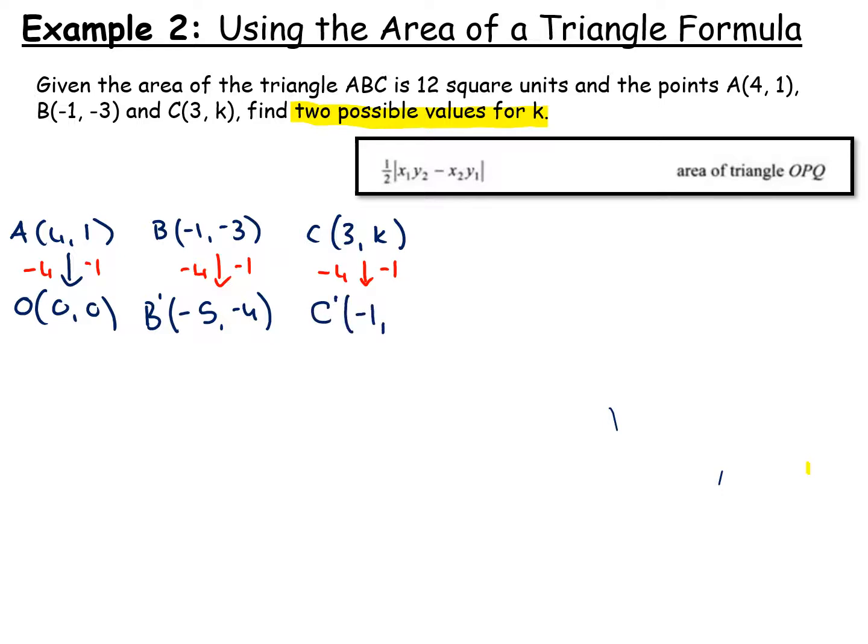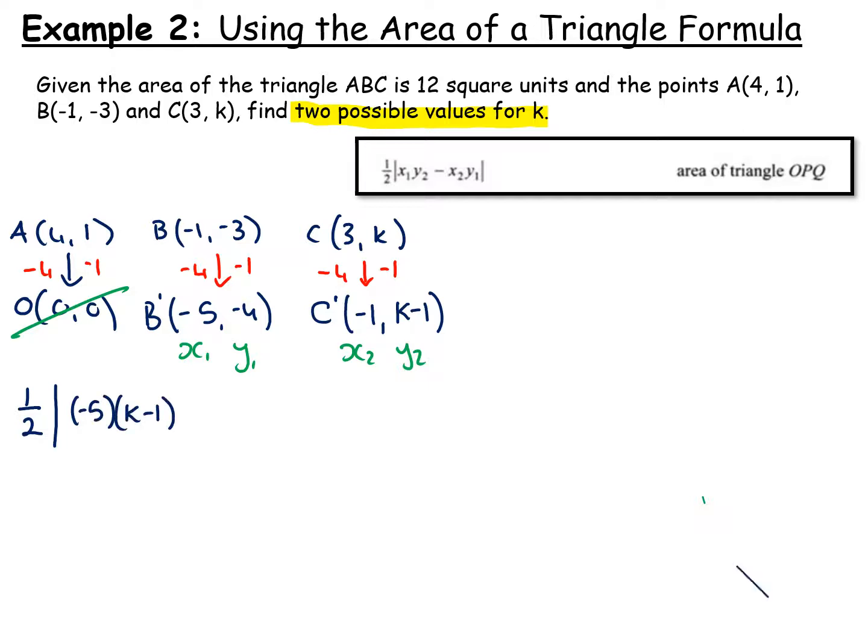Now this one's a bit more, well, not complicated, but it just is not going to be as nice looking. So my coordinate for C dash, the image of C under the translation, is K minus 1. So I label my points x1, y1. Remember, I don't use 0, 0. x2, y2, and I go to my formula. I have a half of x1 times y2, k minus 1, minus x2 times y1. And that should equal 12.